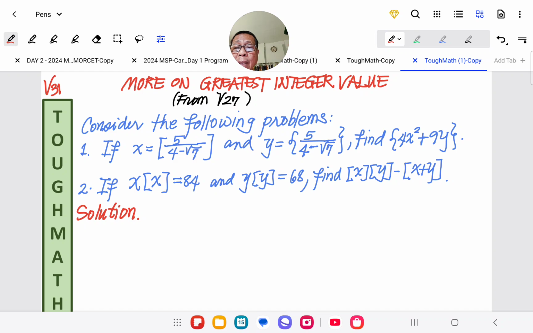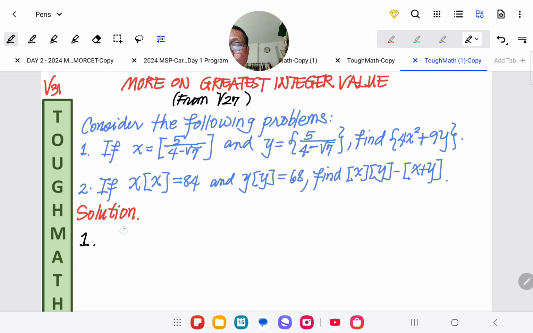And in number 2, if x times the greatest integer value of x is equal to 84, and y times the greatest integer value of y is 68, then find the expression: the greatest integer value of x times the greatest integer value of y minus the greatest integer value of x plus y. Okay, so let's go to number 1.